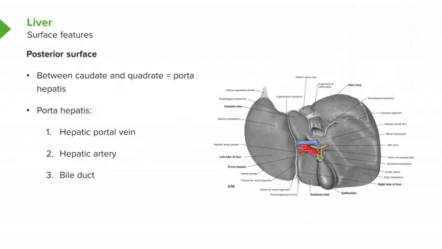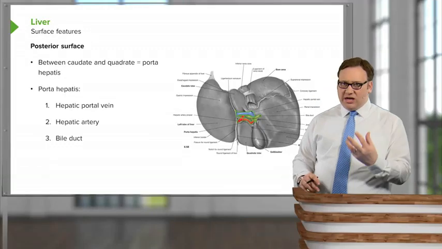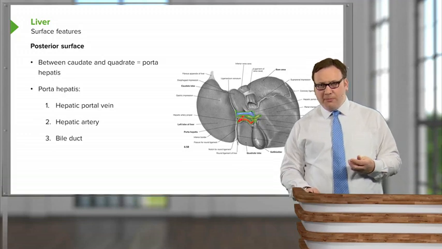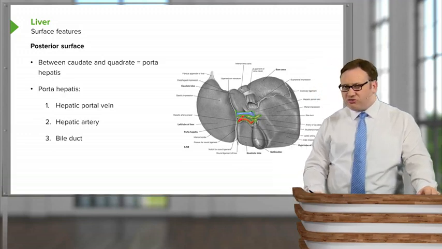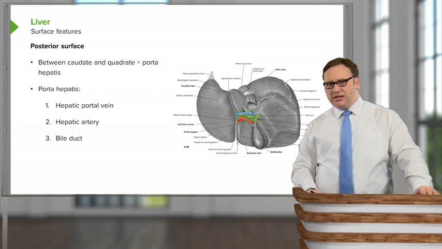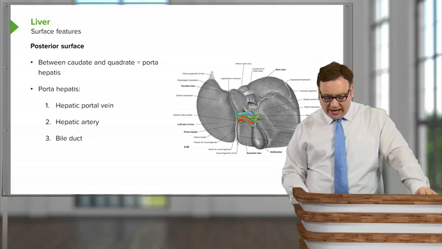We find the hepatic portal vein, which we can see here. We can see the hepatic artery, which we can see here. And we can also see the bile duct, which we can see running out here. These 3 structures passing to and from the liver ultimately then run in the portal triad. Remember, in the free edge of the lesser omentum. And that's how these structures can pass into the liver or away from it.